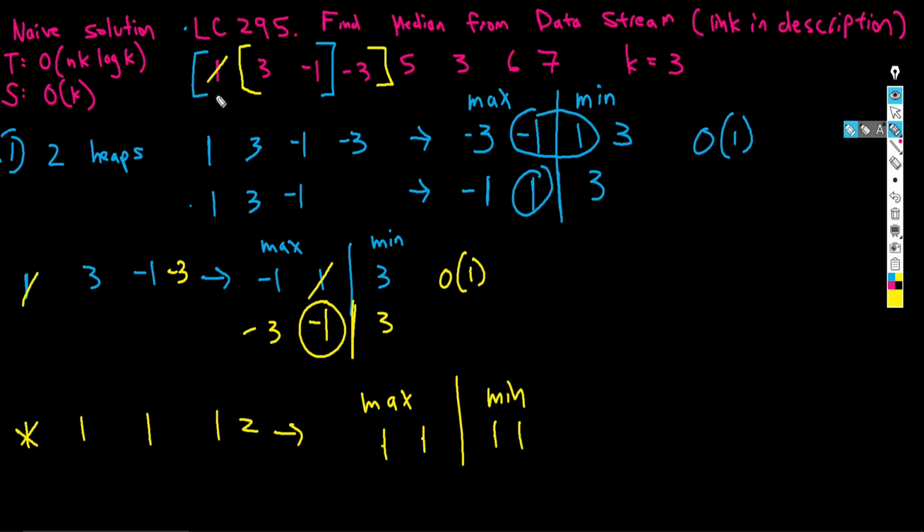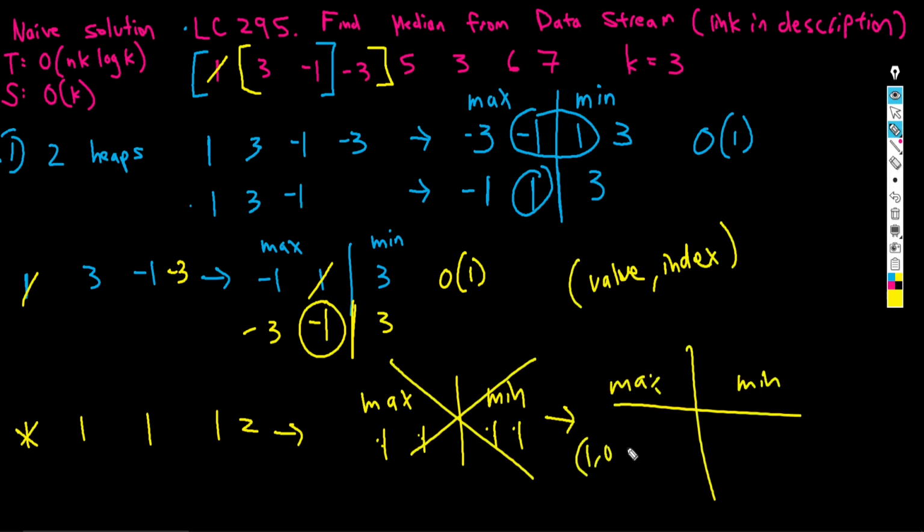What we need to do is, instead of just storing the values, we need to store the value and the index that the value is at. And so instead of this, we need something like this. That way, if we are going to remove this 1, then we know that it is this 1 here that we need to remove and not these other ones.